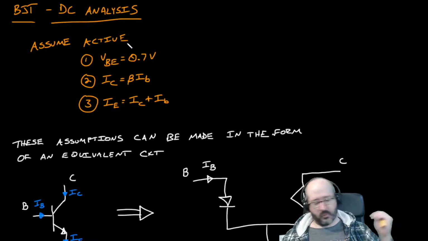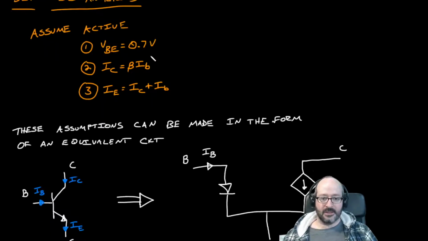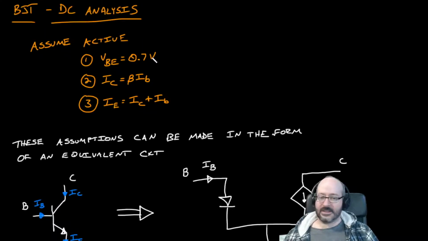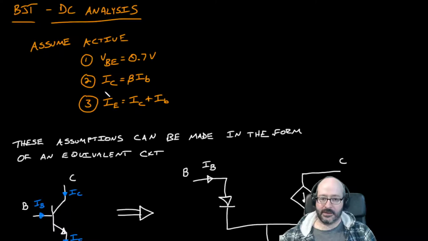So we always assume active to begin with, and we start out by saying the base emitter voltage is 0.7 volts, and that's not unlike the assumption that we make for the diode, and it makes sense. They're both PN junctions. Okay, so we're going to assume that voltage is 0.7 volts. Again, this is silicon that we're using to make these transistors.